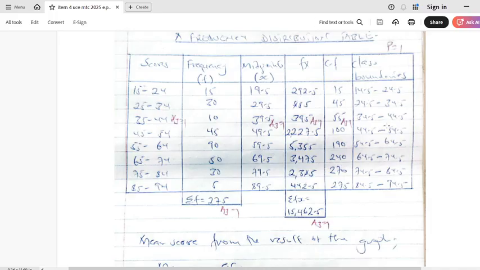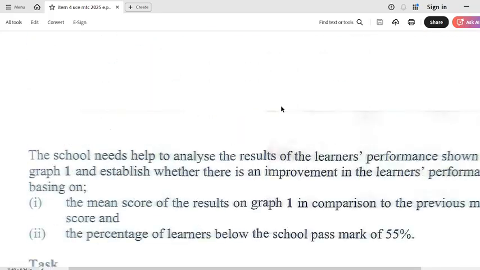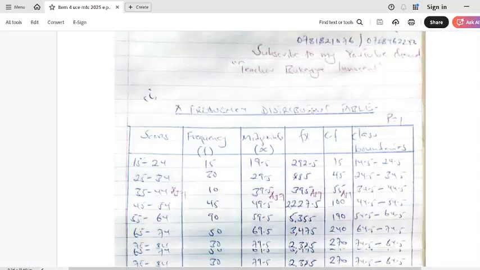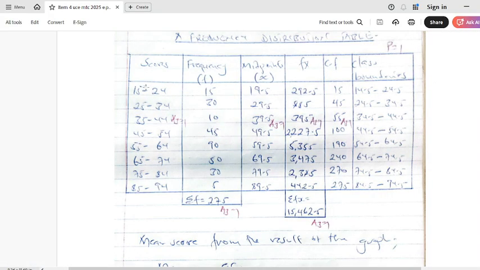Then the class boundaries, they're already given. You can even copy them directly from your graph here, or you can still manipulate them. We said that for the class limits, on the lower class limit we subtract 0.5, and on the upper class limit we add 0.5 to come up with the class boundaries. This is 15 minus 0.5 giving us 14.5, and 24 plus 0.5 giving us 24.5. Likewise for the class 35 to 44, I get 35 minus 0.5 giving me 34.5, and 44 plus 0.5 giving me 44.5. Okay, then my table is done.